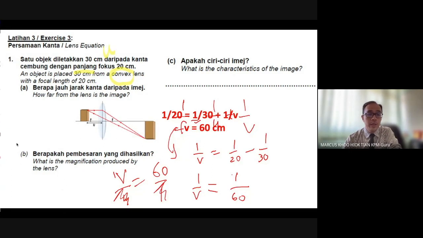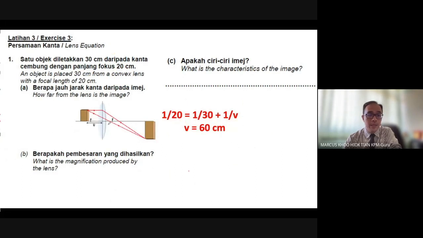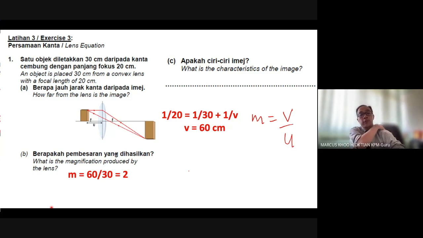So then the question is, how much is the magnification produced by the lens? Magnification is v over u. M equals v over u. After you've calculated the v, you have the u, which is 30 cm. Then you can get the magnification, which is 2. There's no unit for magnification, though even if you put the word times, 2 times magnification, it also can, but it's not necessary.